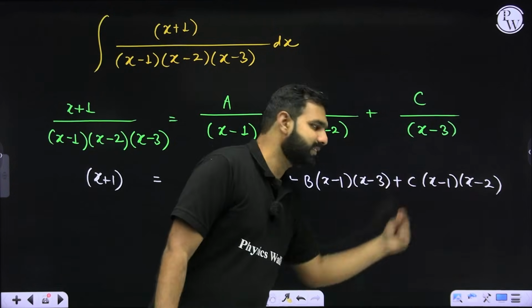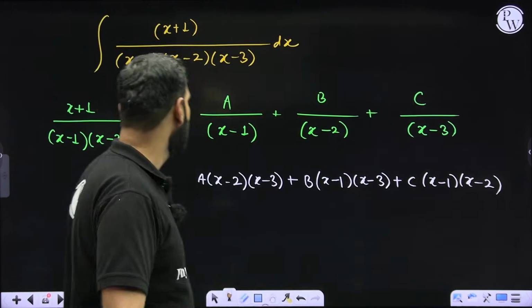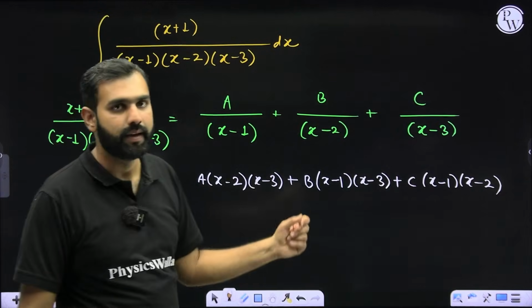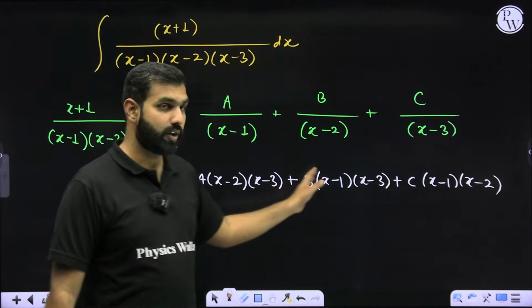If I replace x by 1, this and this will get eliminated and I'll get the value of a. Since it is an identity, it should be satisfied by all the values of x. So I'm replacing x by 1 on both the sides.